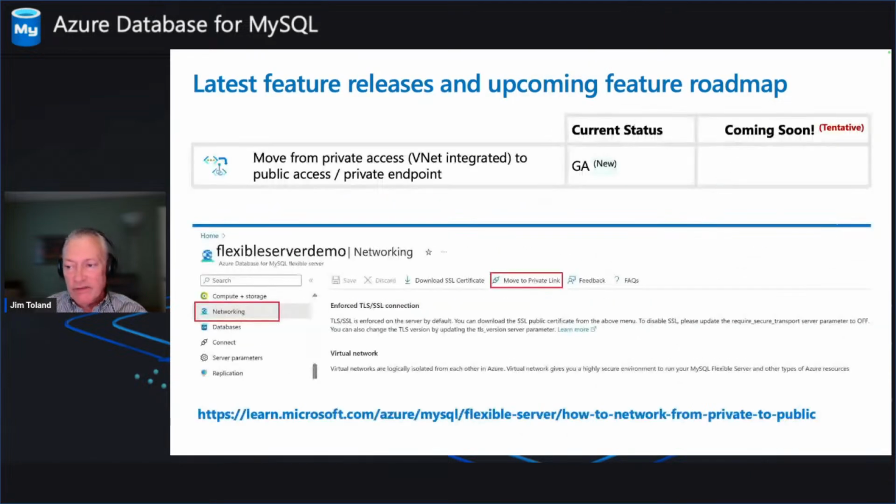Addressing the feedback we've received from all of you, we're thrilled to announce a new feature that now allows you to transition from private access, that is a virtual network integrated connectivity method, to public access or private link connectivity method. Earlier, this move was prohibited and you were expected to recreate a server in the public infrastructure and migrate to it. But now all you need to do is click on this Move to Private Link button and go through a two-step wizard which describes the VNet, detaches the VNet and allows you to either establish a private link or enable public access. Navigate to the link shown on the screen for a detailed tutorial.